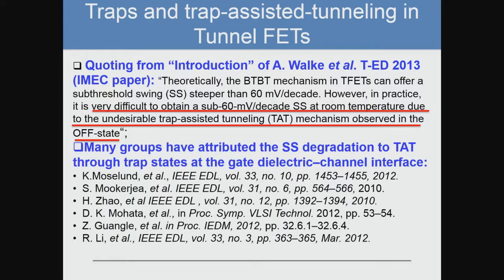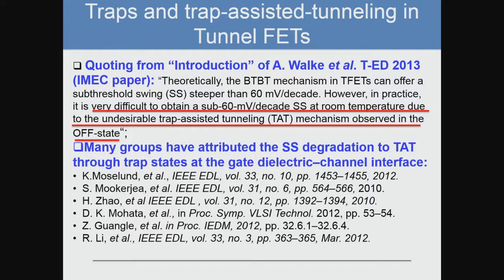Well, actually, it's been explicitly claimed in the literature. For instance, I'm quoting from this paper by IMEC. It is mainly an experimental paper: theoretically the band-to-band tunneling mechanism in tunnel FETs can offer subthreshold swings steeper than 60 millivolts per decade. However, in practice, it is very difficult to obtain that at room temperature due to the undesirable trap-assisted tunneling mechanism observed in the off state.